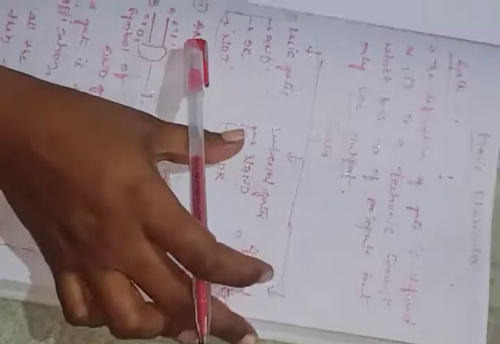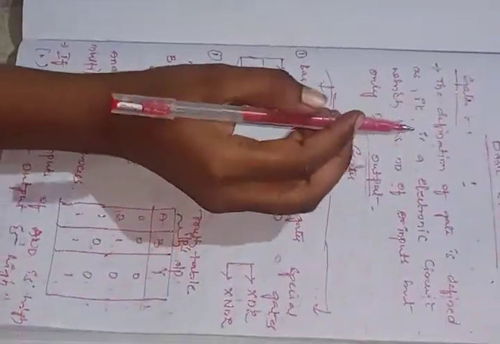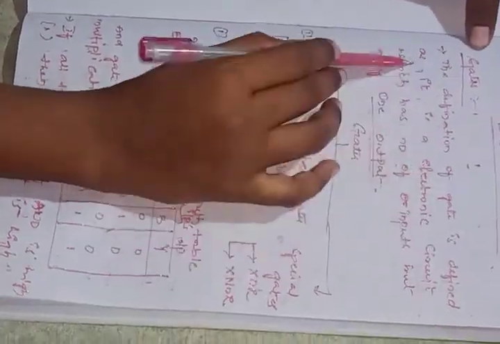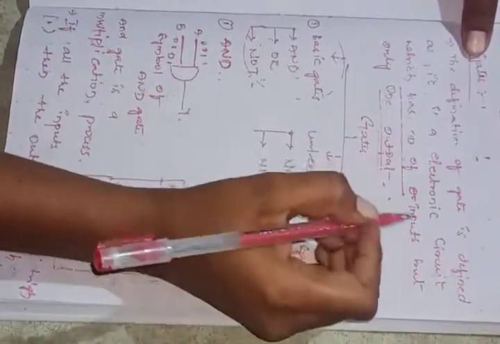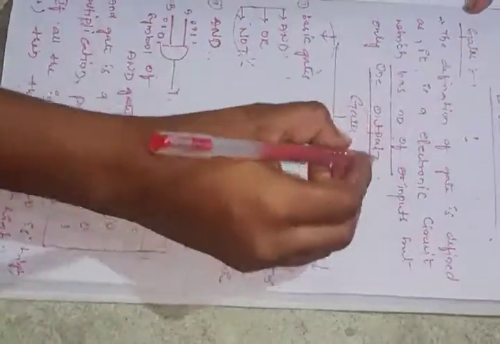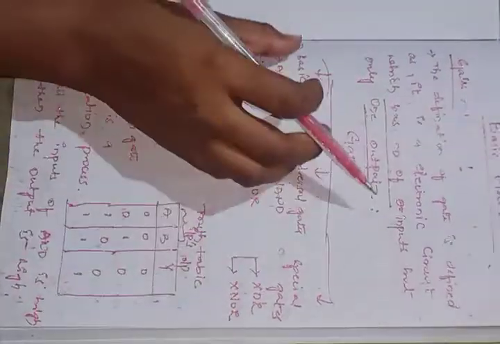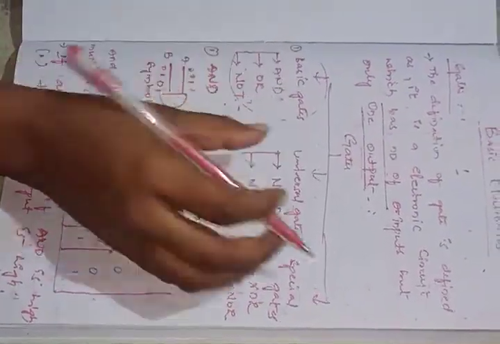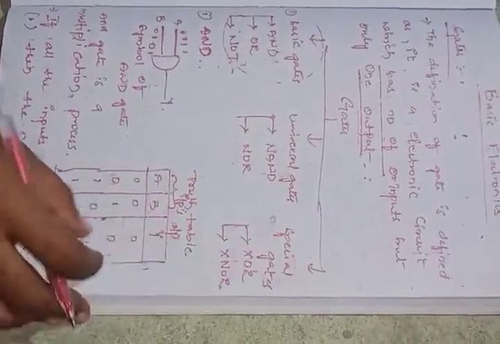From the beginning, let me see again. Gates, basic gates. The definition of gate is: it is an electronic circuit which has a number of inputs. We can give any number of inputs, but we have only one output. We get only one output. That is called the definition of gate. And these gates are classified into basic gates, universal gates, and special gates. The basic gates are AND gate, OR gate, NOT gate, and universal gates are NAND gate and NOR gate, and these special gates are XOR gate and XNOR gate.